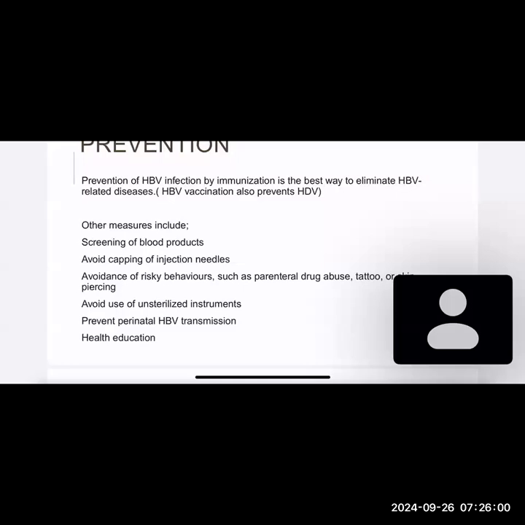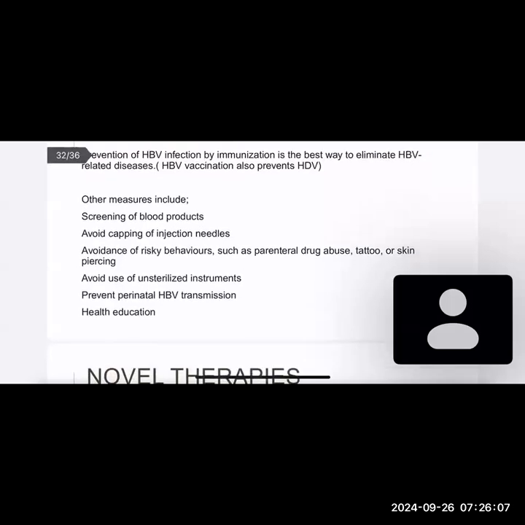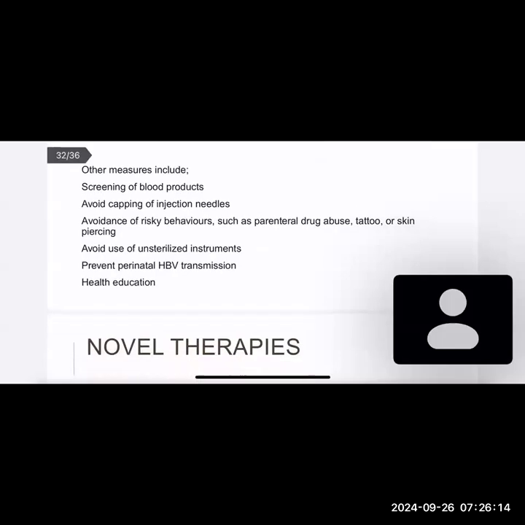think most facilities do, except for some quack areas. Avoiding capping of injection needles, avoidance of risky behaviors like parenteral drug use, tattooing, skin piercing, avoid the use of unsterilized instruments, and then prevention of perinatal HBV transmission. So for mothers who have high viral load, it's advisable that before they get pregnant, or even before delivery, to make sure that the viral load is at its lowest, just to prevent transmission to the child. And then importantly, health education.